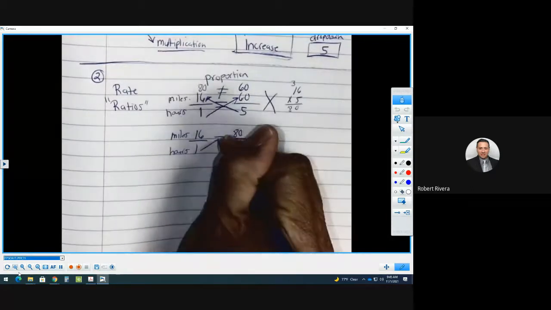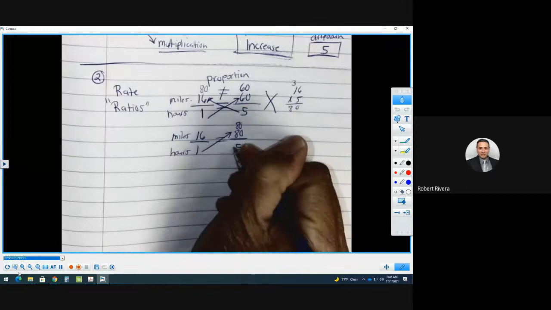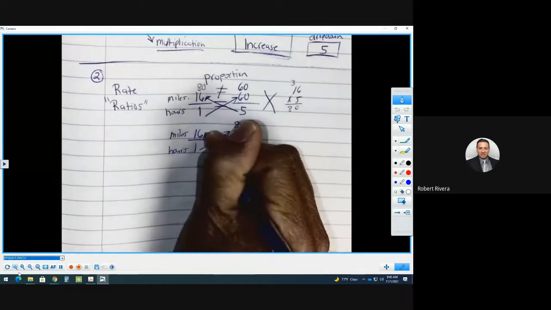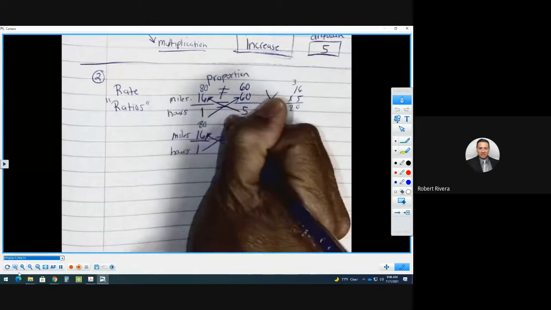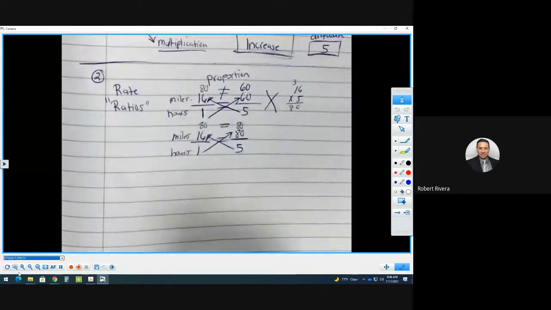What's 1 times 80? 80. 5 times 16. Didn't we do already 5 times 16? Yes, it's 80 again. Guess what? These are proportional, so this one is possible. The train could have taken 5 hours to travel the 80 miles. Okay? Now, you can prove this in many ways. This is using a proportional situation to figure out if it's true.